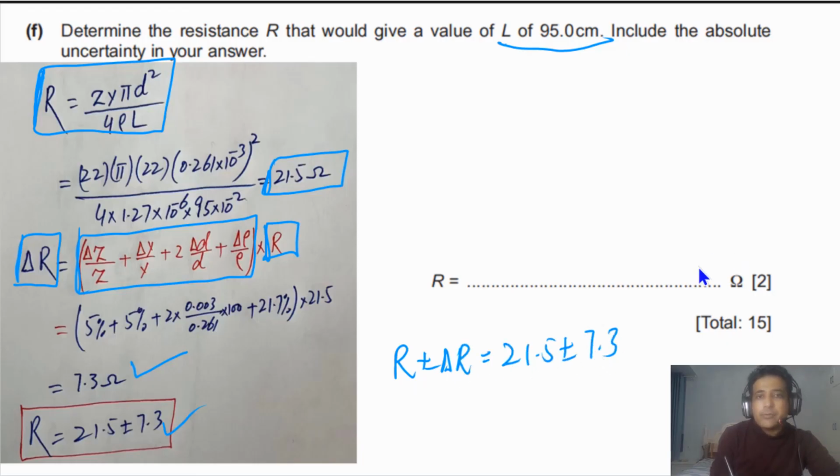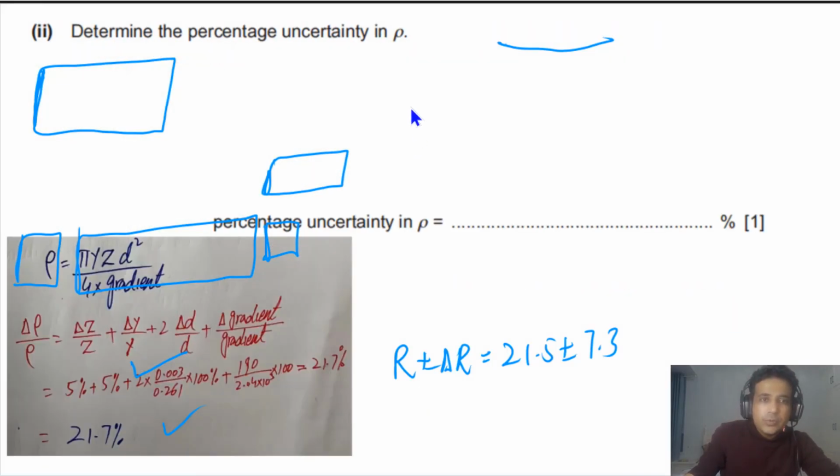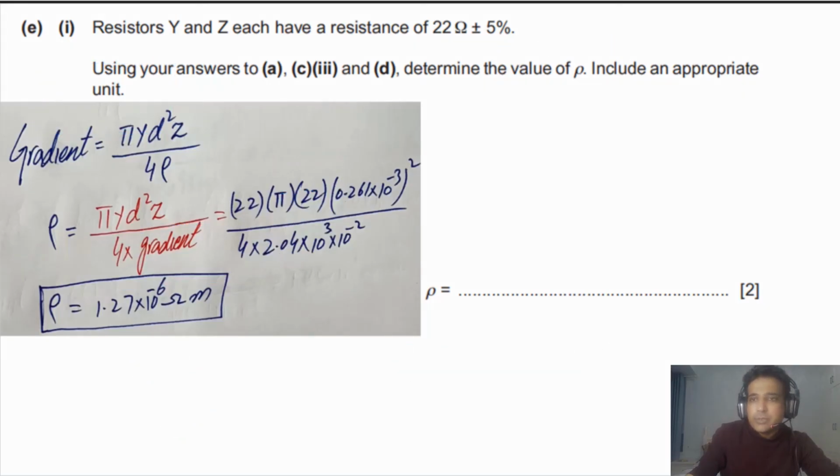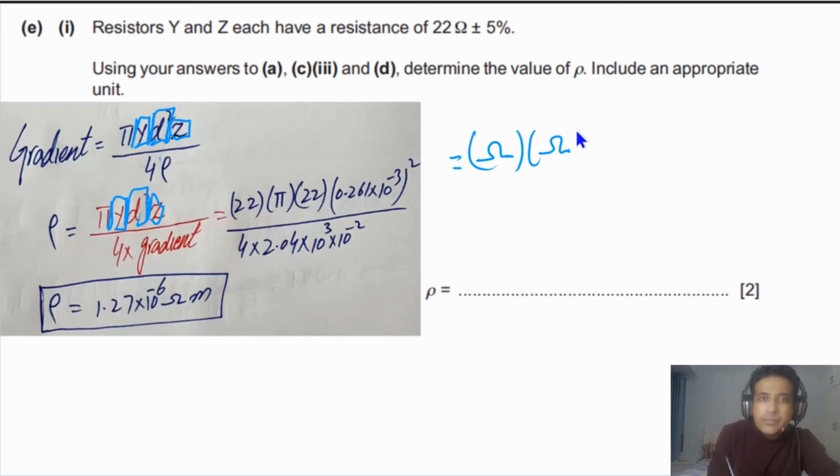But one thing I haven't explained to you yet, let me go back. The question was asking you to include an appropriate unit. So let me explain a little bit about this part because I didn't explain it. One way to find this is to ask what is the unit of this one, what is the unit of this, and what is the unit of gradient, since we are talking about rho. So the unit of y is ohm, the unit of z is also ohm, the unit of diameter we are using is meter square. And what is the unit of gradient? Unit of gradient is ohm meter. So you can find out from the equation: ohm cancels, meter cancels, and you get ohm meter.